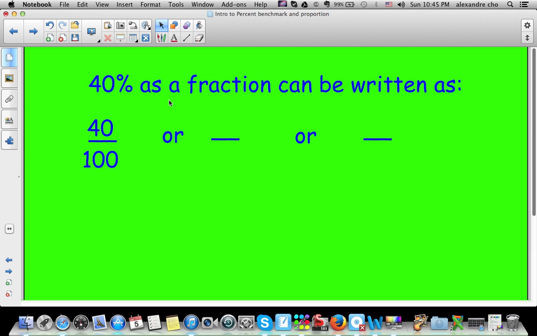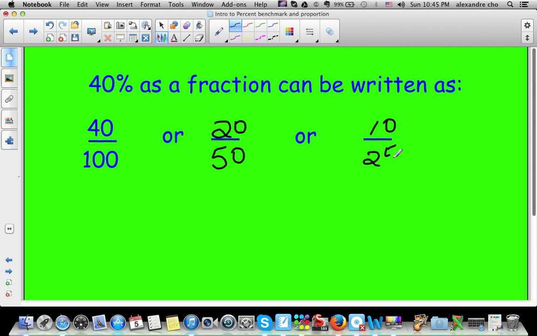Alright, so 40 over 100. Another way of saying 40 over 100 is if I simplify that, and I can write that as 20 over 50. That's one way of saying it. Another way of saying that would be 10 over 25. Okay, I took 20 over 50 divided by 2. Another way of saying this would be from here, I can go this way and I can divide both top and bottom by 10 and say 2 over 5.